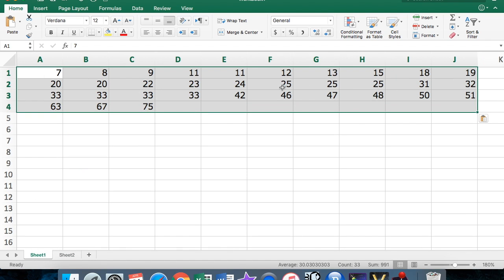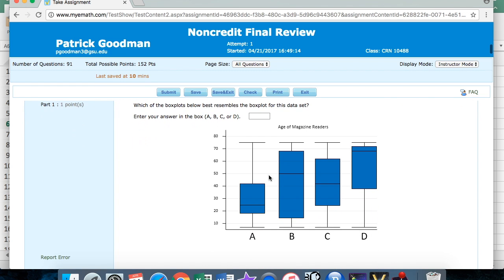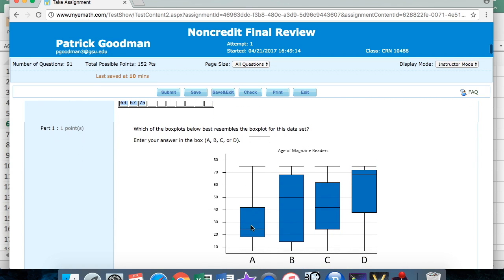Okay, so this is my data set. So I need to find my quartiles, right? Because here they just give me these pictures, and I have to figure out which one is the best. The easiest way to think about these quartiles, remember this bar is your max value, and this down here is your minimum value, right? And then the box is really the important part.